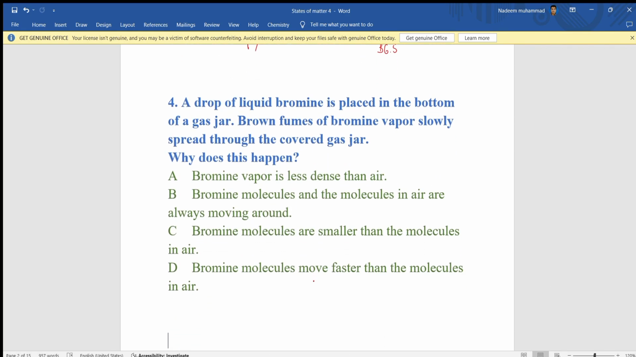A drop of liquid bromine is placed in the bottom of a gas jar. Brown fumes of bromine vapor slowly spread through the covered gas jar. Why does this happen? So this happens because of diffusion, because the bromine molecules are in motion and they will diffuse among the molecules in the air, which are also constantly moving. So option B is the correct one, that bromine molecules and molecules in the air are always moving around.